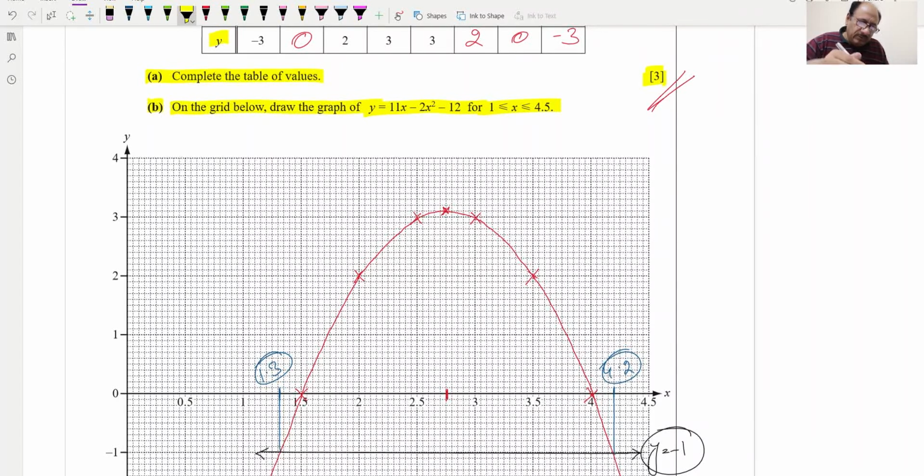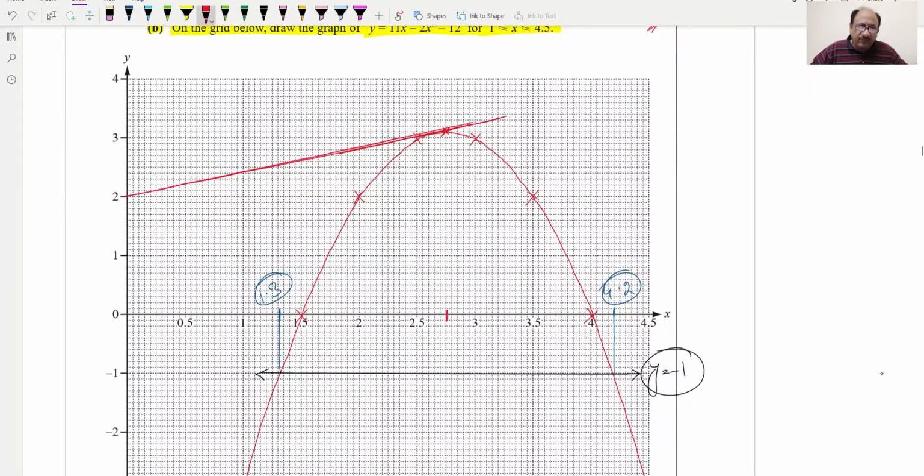We can draw the line, and that line will be the tangent. If we draw with further accuracy, this will be the tangent which we have drawn. Basically, this is the tangent. So it is touching the curve at 2.75, and basically they are asking to find the coordinates of P.